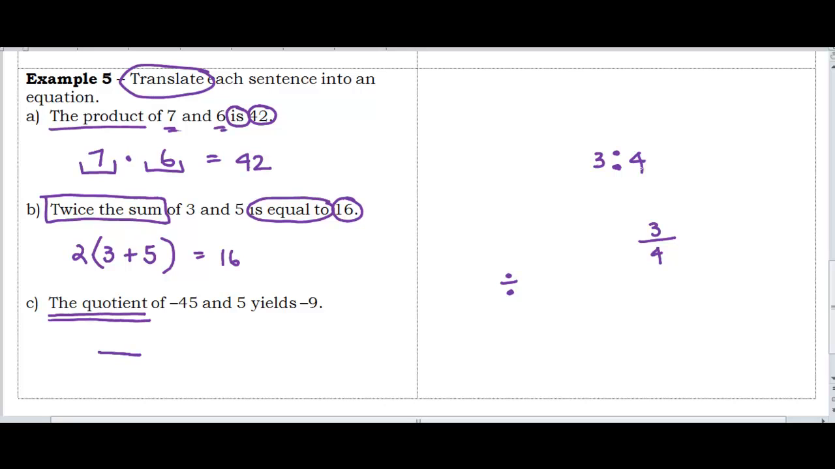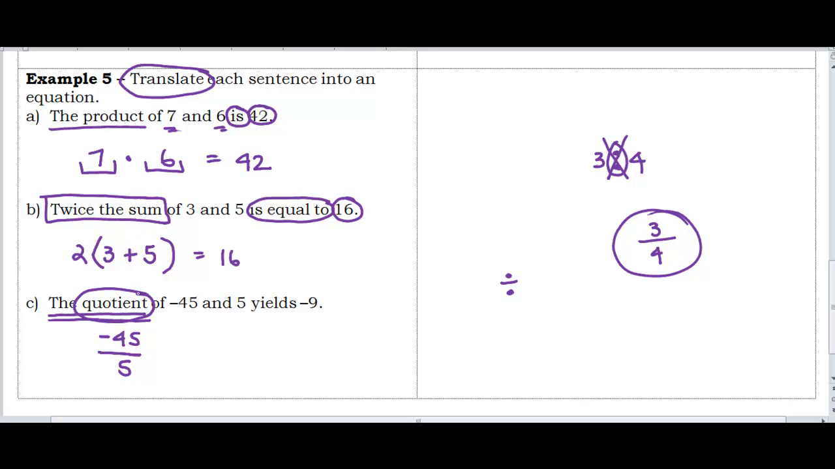Oh, I get it now. I understand. I just have to be accepting of different things. But let's try not to use this as division very often anymore if we can help it, and use the fraction bar. But I get it. So the quotient of who? Negative 45 and 5. Now, could I put the 5 on top and the negative 45 on the bottom? No.